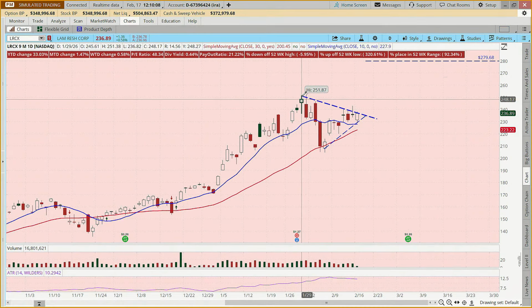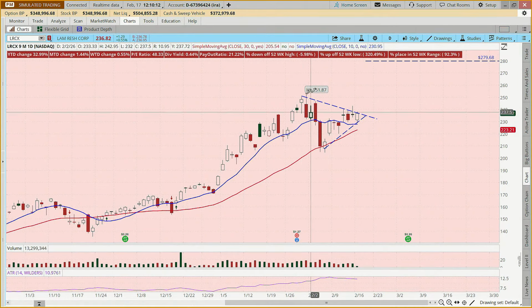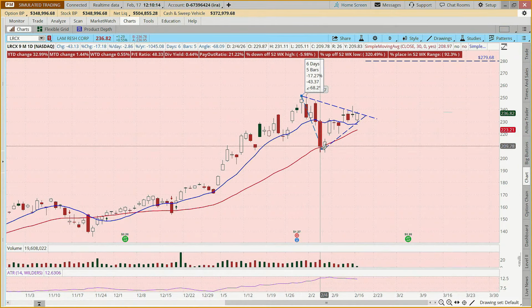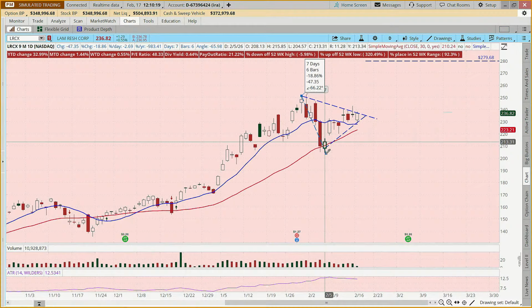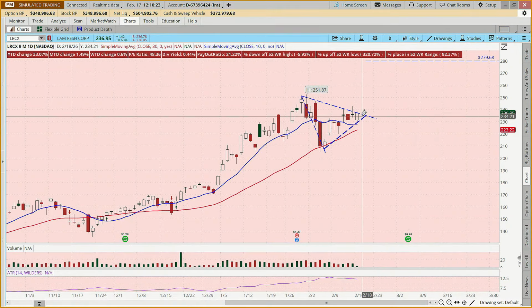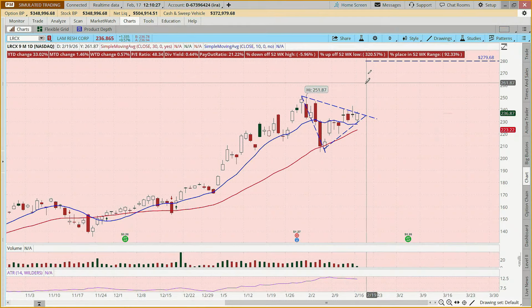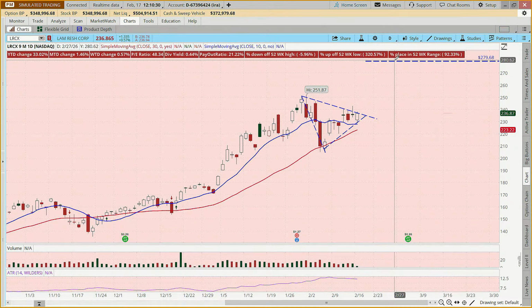Okay, and do you see how I got that? We can actually just draw a line here. If I came from here to here, how far is that? It's about $46. So if we take that 46 and add 46 to 236.87, you'd be up here around the 280 mark. Okay.